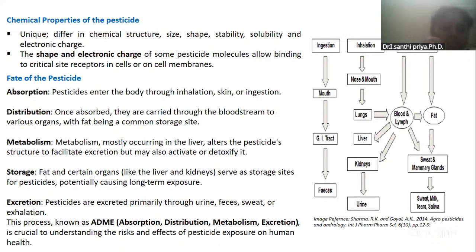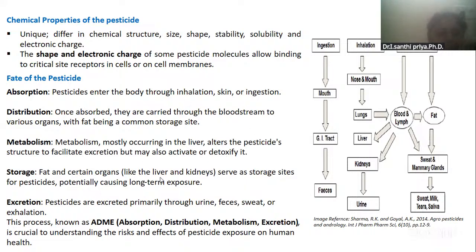So here you can see how the pesticide is entering the body through different modes of entry, like ingestion, inhalation, skin absorption, which further leads to mouth, then it will reach the GI tract, and if it is water soluble, then it can easily be removed out, whereas if it is a fat soluble pesticide or chemical, then it will stay for longer durations, which can also lead to toxicity.